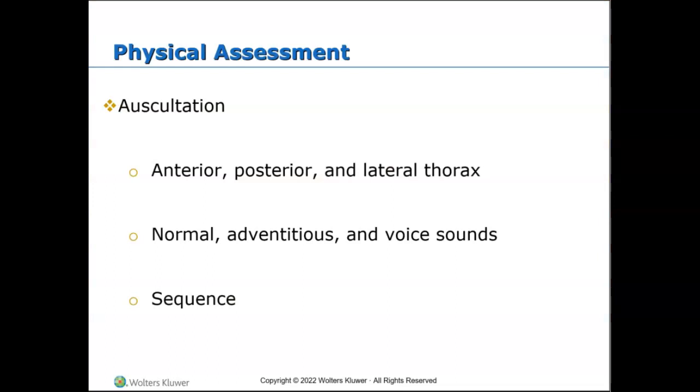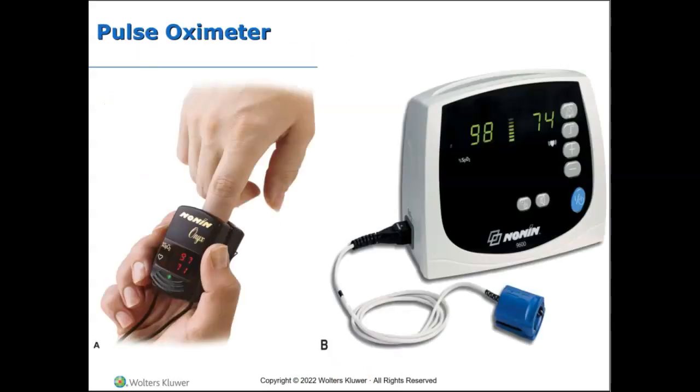So again, we're going to auscultate anteriorly, posteriorly, and laterally. We're going to listen for normal lung sounds, any adventitious or extra lung sounds, and then any voice sounds. And make sure you're doing it in the proper sequence where you're checking one side and comparing it to the next, okay? And then this final slide is the pulse oximetry that will tell us the patient's SpO2 and heart rate, right? And we've been using these in clinicals. So hopefully that's it. All right, that's this section. This is the end of this chapter.